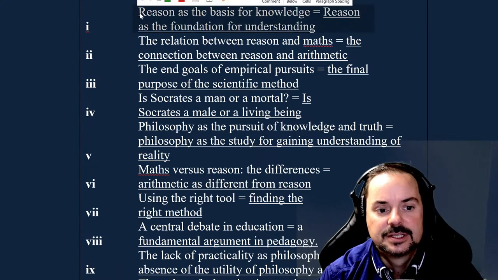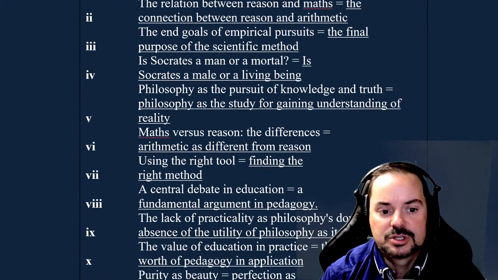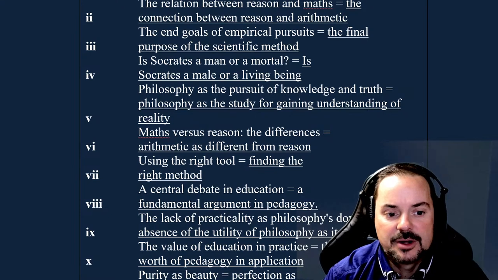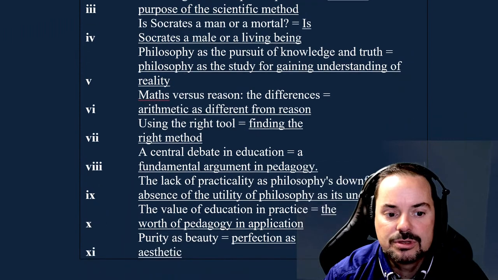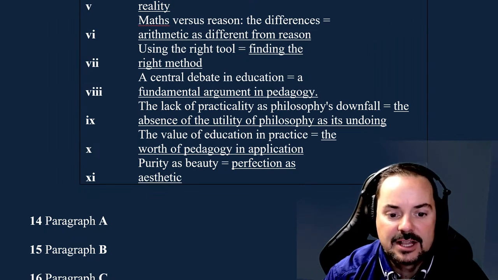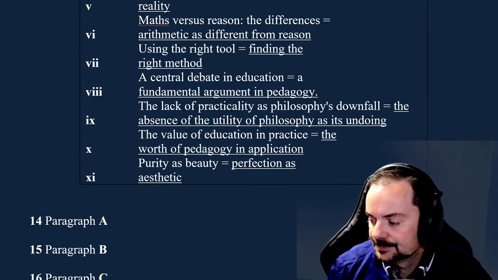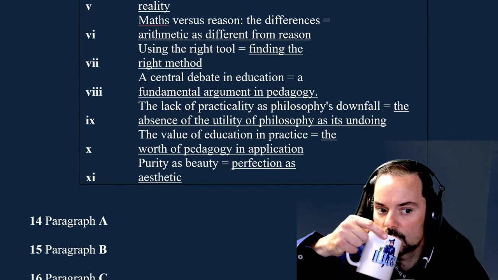So reasons as the basis of knowledge, the relation between reason and math, the end goals of empirical pursuits, is Socrates man or mortal, philosophy as the pursuit of knowledge and truth, maths versus reason, the differences, using the right tool, a central debate in education, the lack of practicality as philosophy's downfall, the value of education and practice, purity as beauty. Which one do you think it is? I think it's the 8th.